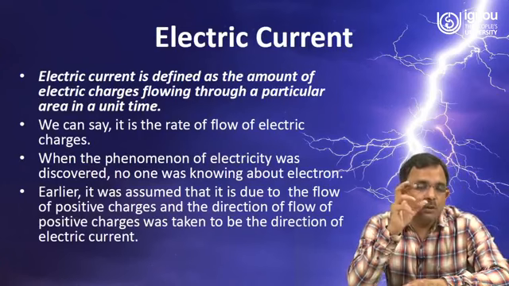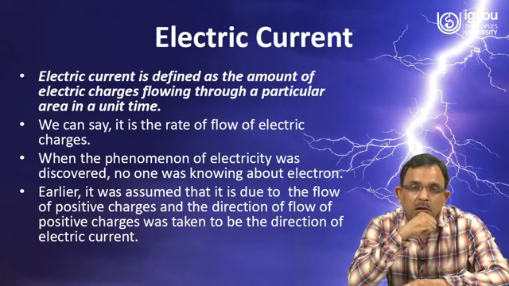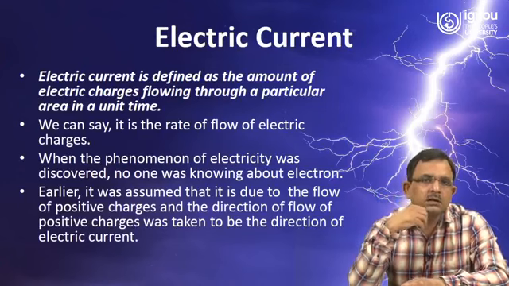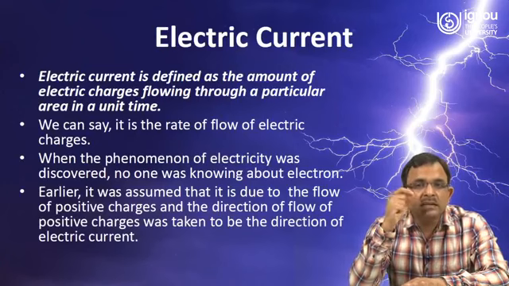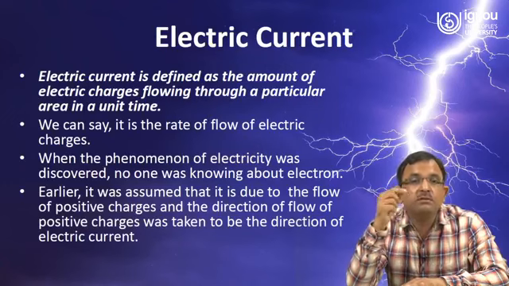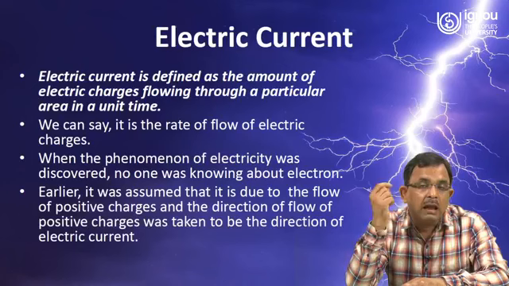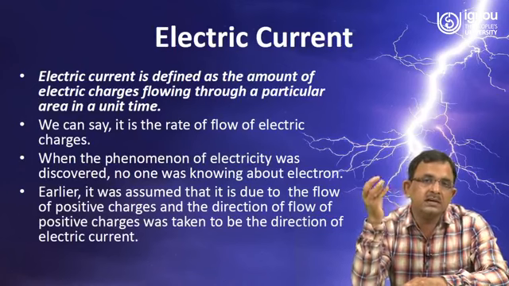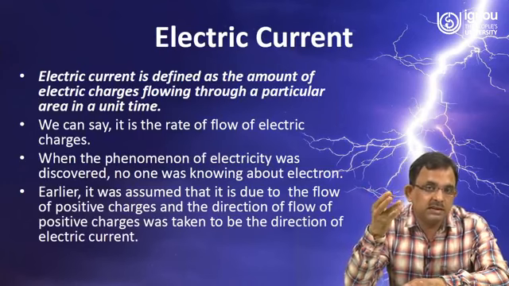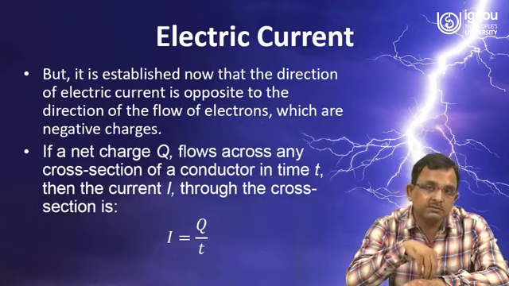But do you know, when the phenomenon of electricity was discovered, no one knew about the electron at that time. If you see the initial texts or the initial stories about electric current, earlier it was assumed that it is due to the flow of positive charges, and the direction of flow of positive charges was taken to be the direction of the electric current. Then later, when the electron was discovered, it was established that electric current is generated due to the flow of electrons, and it is opposite to the direction of the flow of the electron.